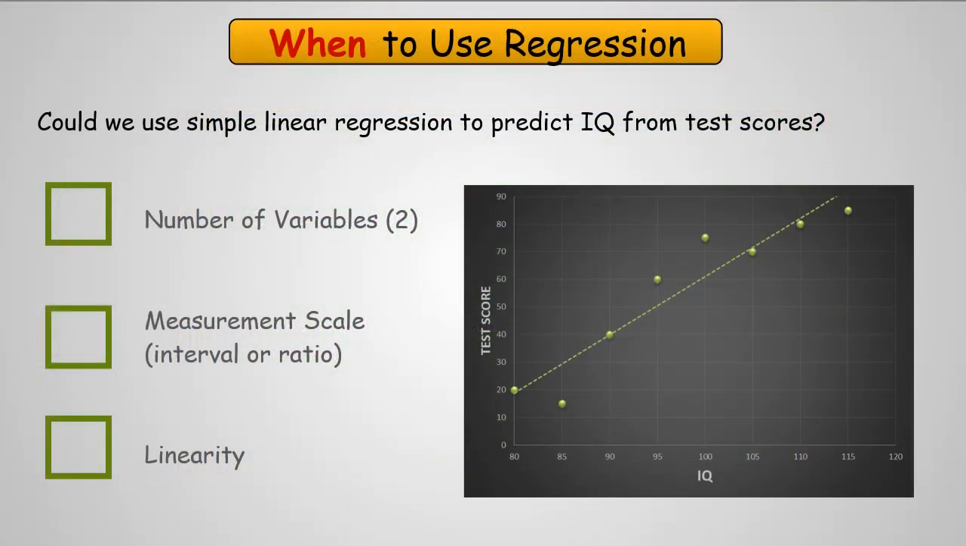Let's use an example here. Could we use simple linear regression to predict IQ from test scores? Well, the number of variables is 2, so that condition is met. The measurement scale is interval or ratio, and the relationship is linear. So yes, I can use linear regression in this example.